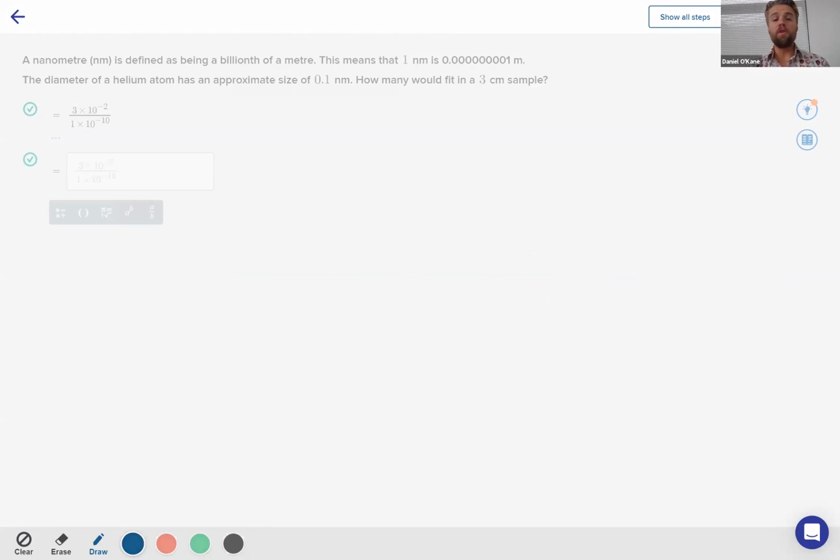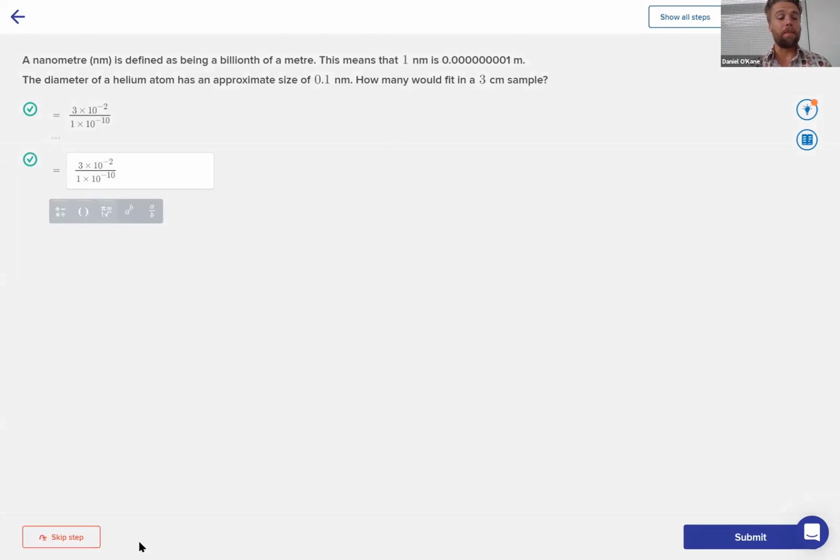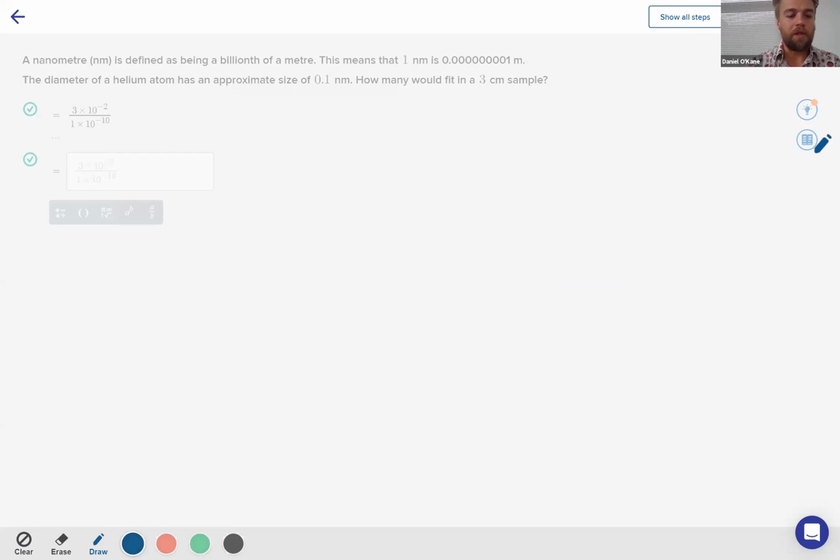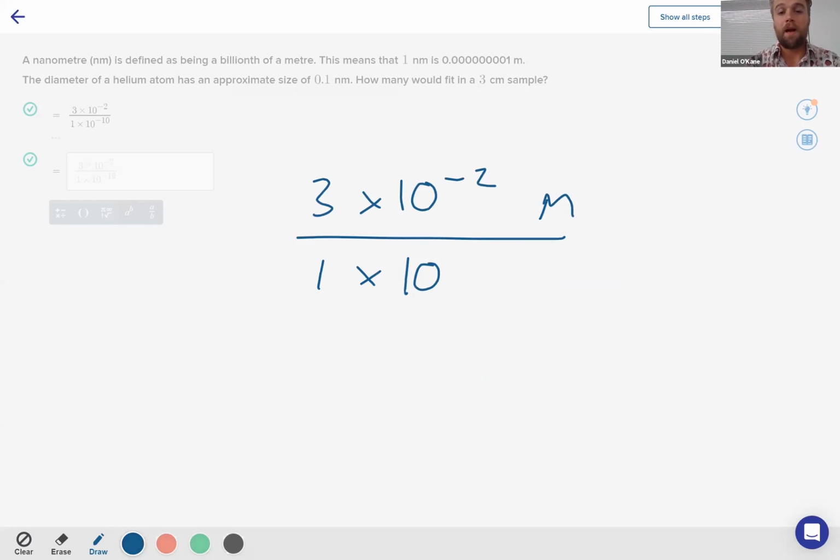So this is how many helium atoms are going to fit in this sample. And there is no unit of measurement because we're looking at a number of atoms. So when you look at 3 times 10 to the power of -2 meters divided by 1 times 10 to the power of -10 meters, the meters measurement actually cancels out. So we're looking at a number of atoms.